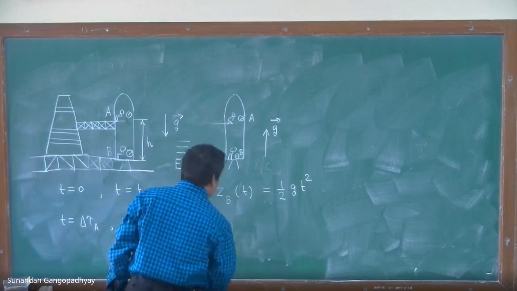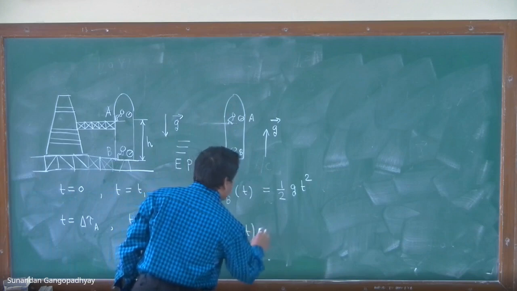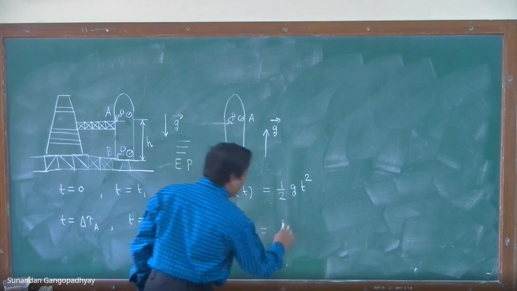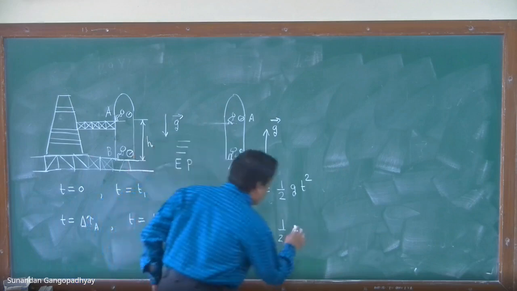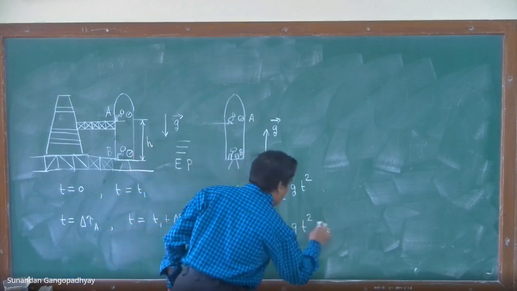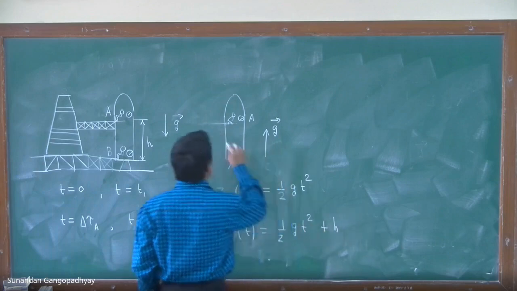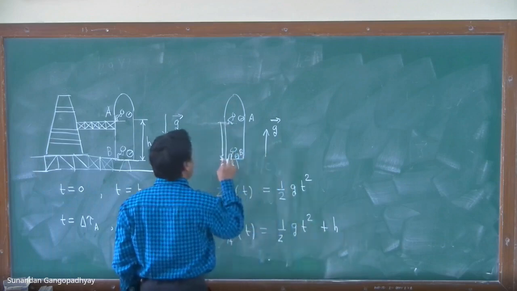What will be the coordinate z_A of Alice? This will be half g t squared after a time t, plus h, because this height difference is h.